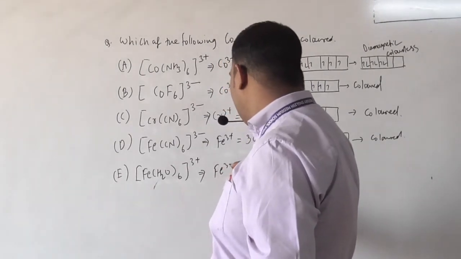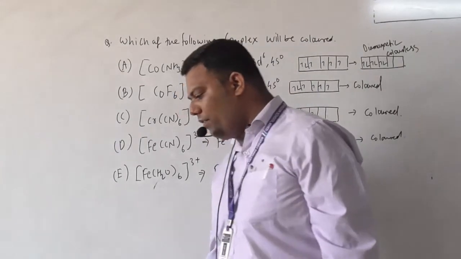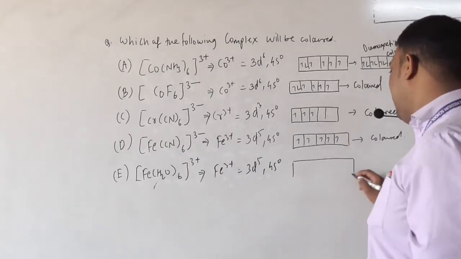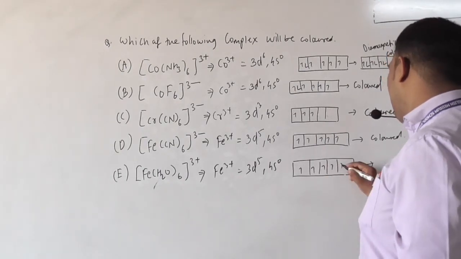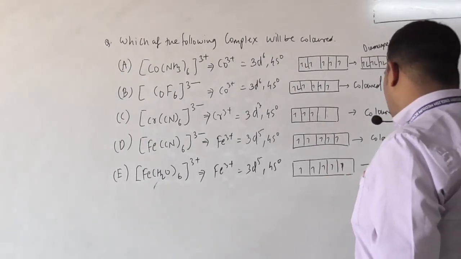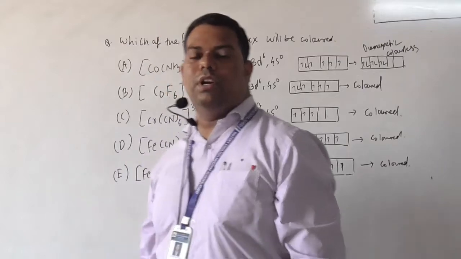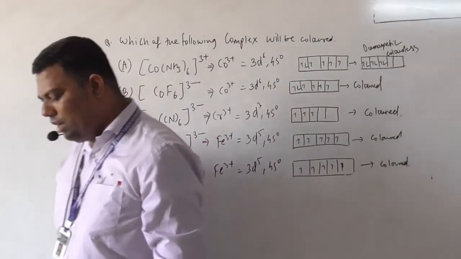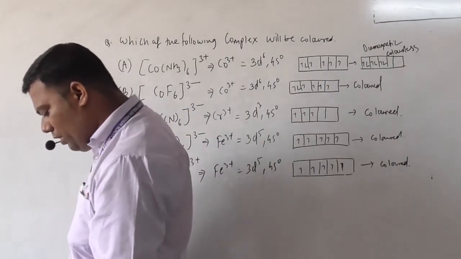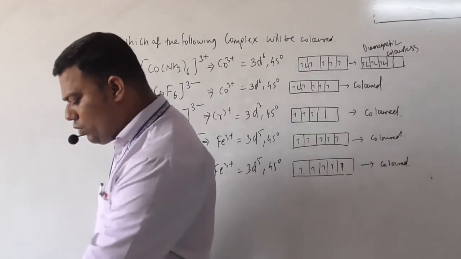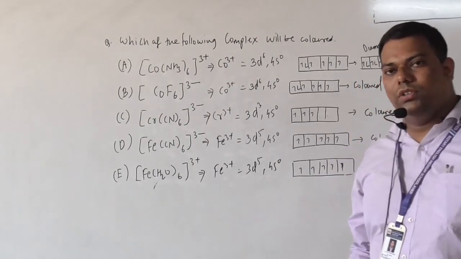Now suppose Fe, here also 3+. Now 3d5, same condition. But water is what? Refilled again. So electrons will remain. Now here 1, 2, 3, 4, 5, colored only. So I hope you understood all the questions we discussed here. Now we will discuss the next question. Ready for the next question?